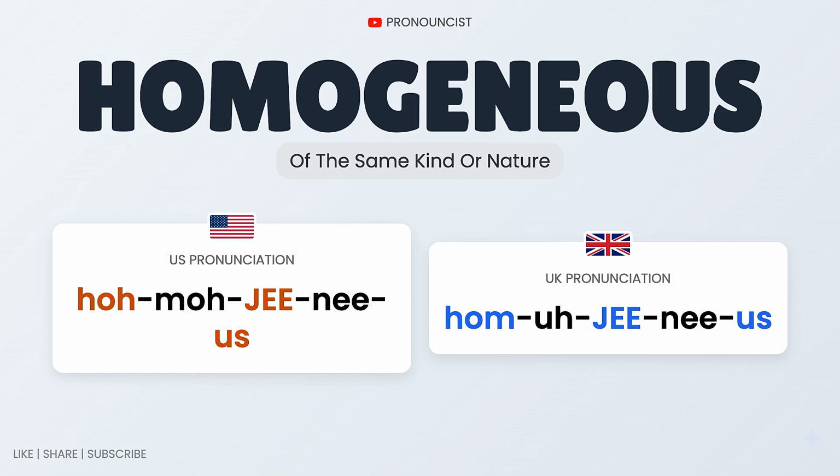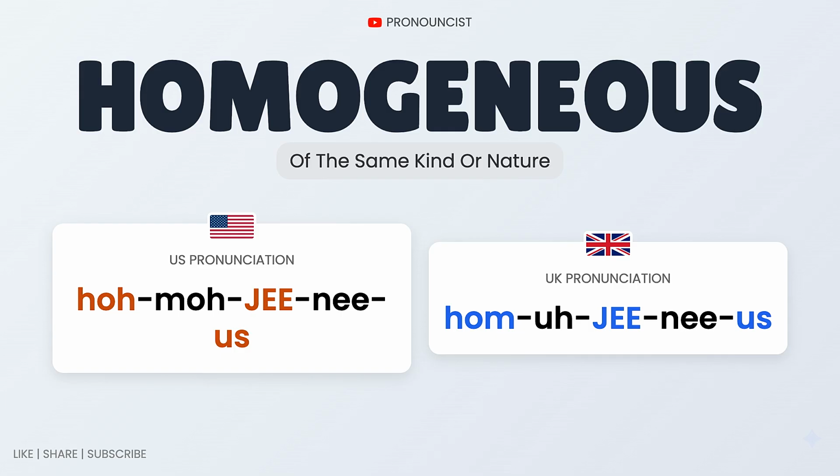Homogeneous. Now, read the syllables of British pronunciation shown on the screen naturally. Hum, G, ni, us. Homogeneous. Hum, G, ni, us. Homogeneous. US says homogeneous, UK says homogeneous.